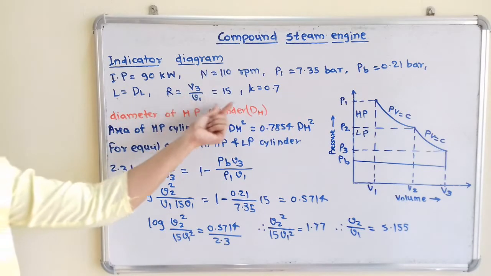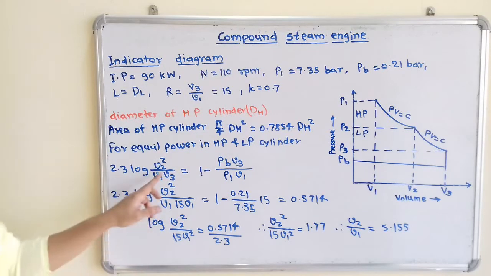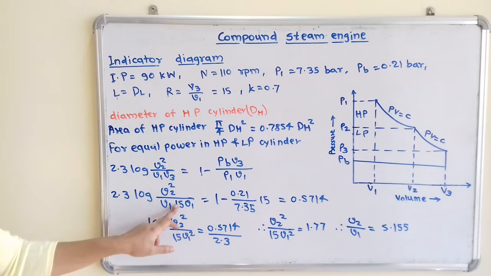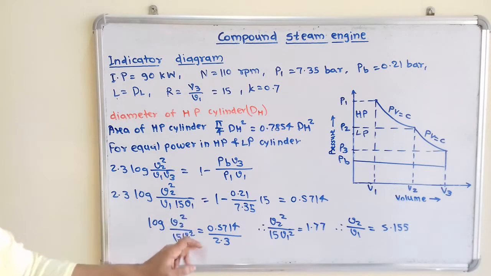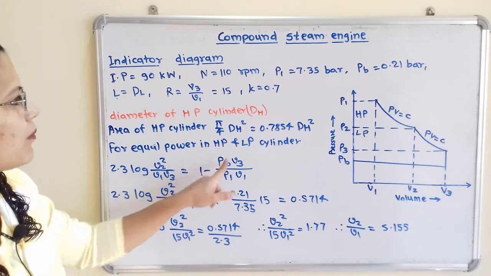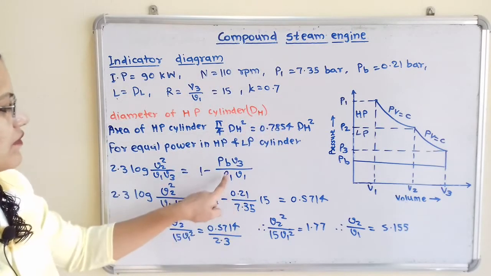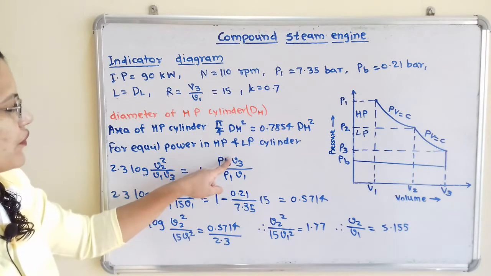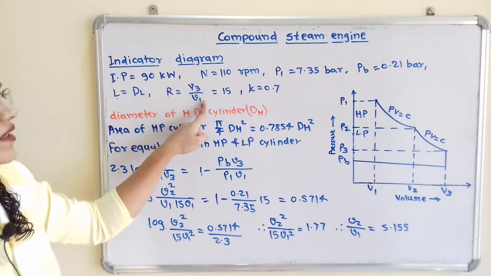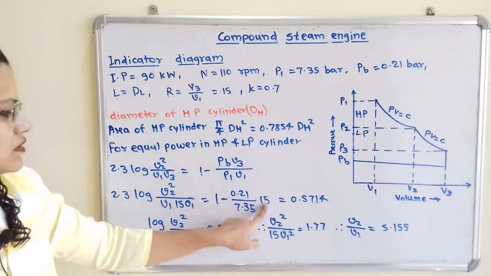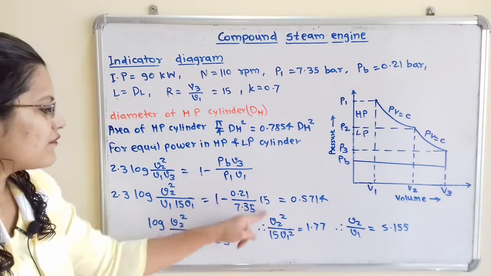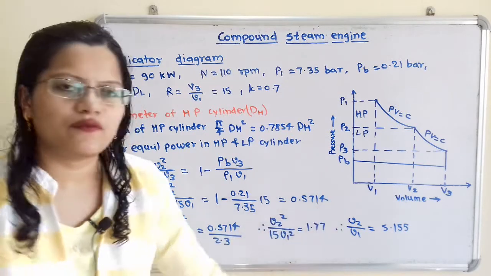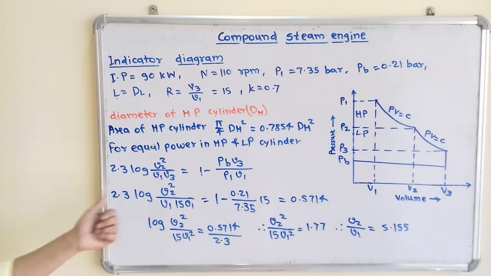So this V1 we will transfer to the right hand side. So it will become V2 square divided by V1 into 15 V1, which is equal to 1 minus. Now value of PB is known, 0.21, value of P1 7.35. Now here the ratio V3 by V1. So V3 by V1 is nothing but the expansion ratio, that is 15. So we will put here, and we can solve the right hand side, which is equal to 0.5714.